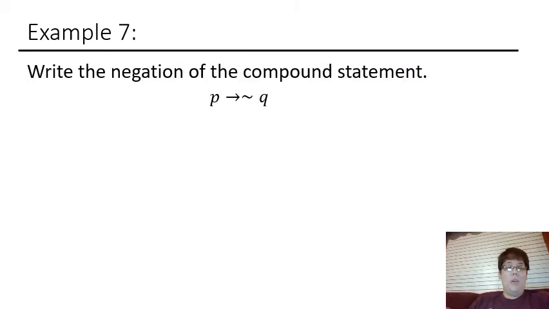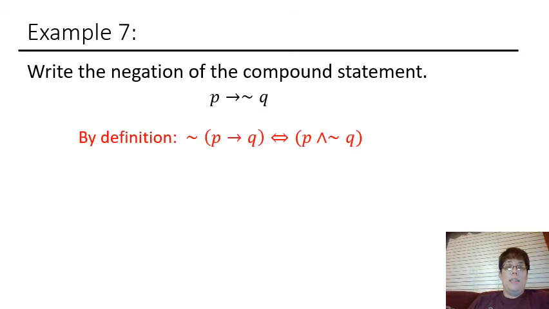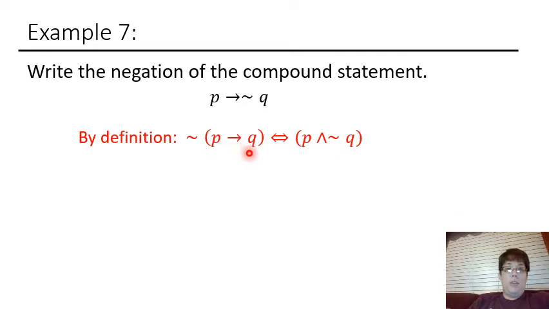All right, now we're going to talk about negations. And you're going to have several different ways that they want you to write the negations. But basically, they're going to give you a compound statement. So in this case, you're given P implies not Q, and they want you to tell them the negation of that statement. Well, by definition, the negation of the statement P implies Q is equivalent to P and not Q. Okay, so these two things are equivalent. So if I want to negate this statement, I can turn it into P and not Q.